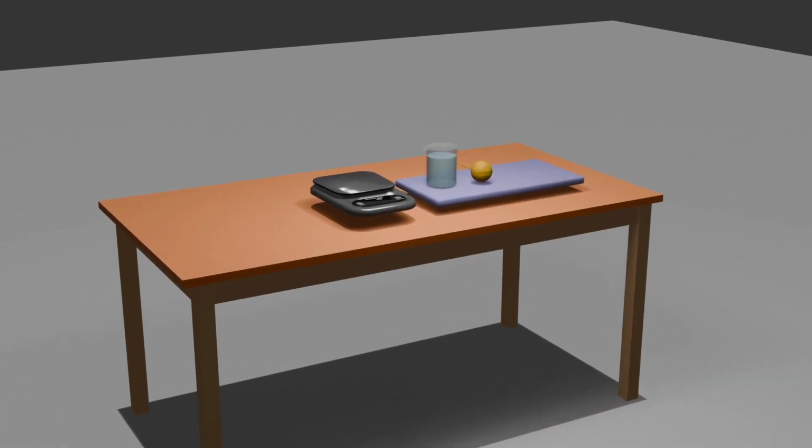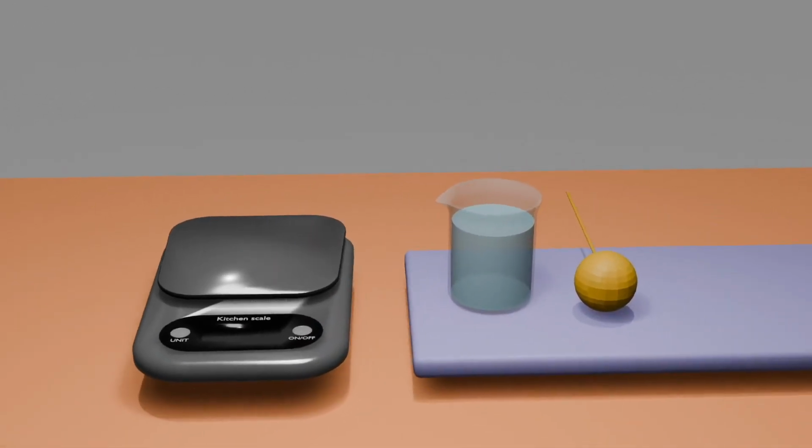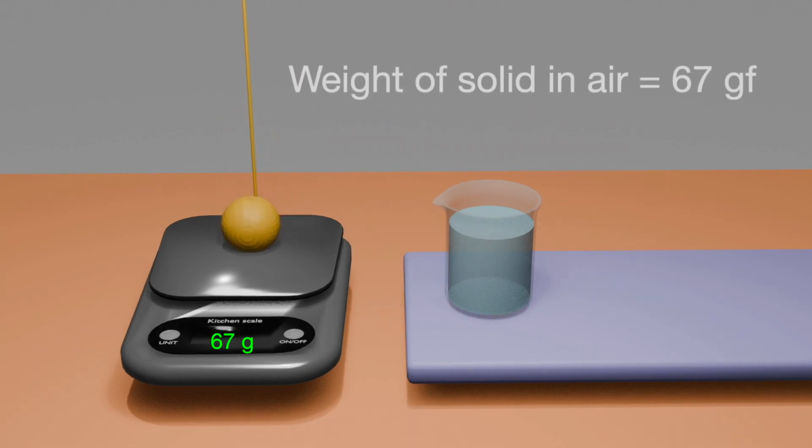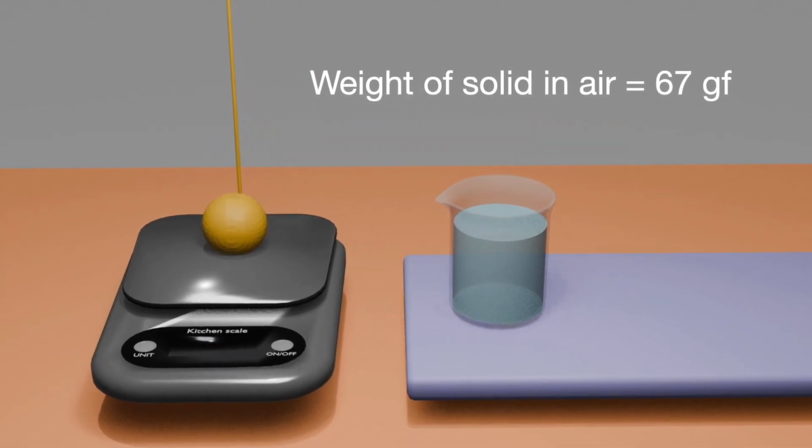Let's find the relative density of a solid using this simple experiment. It's easy and it involves just a few steps. First, let's weigh the solid in air. The weight of the solid is 67 gram force.